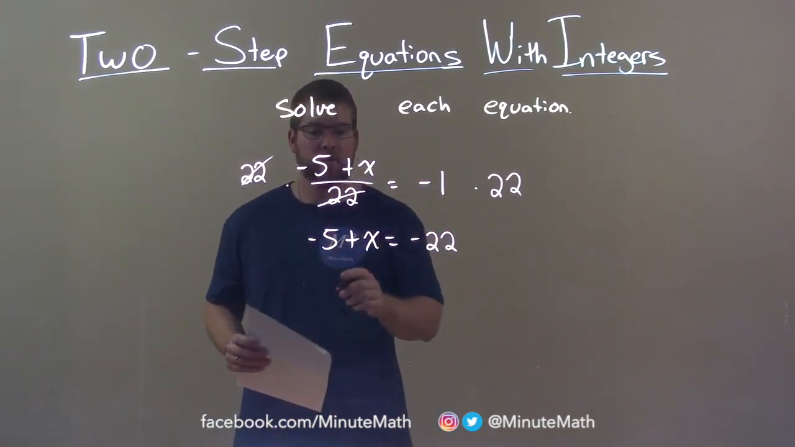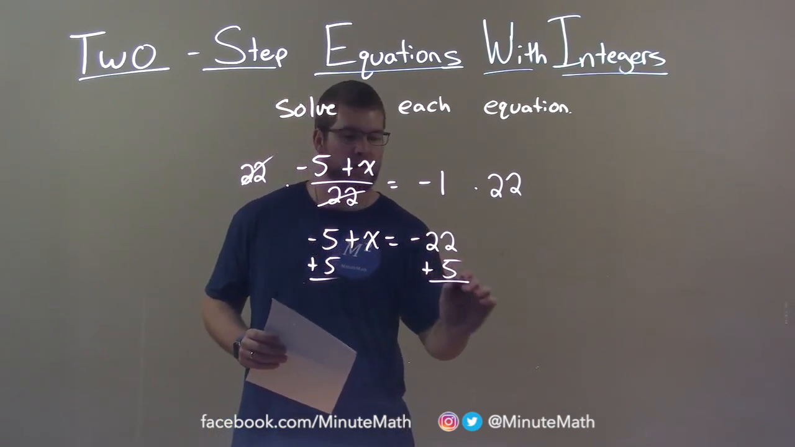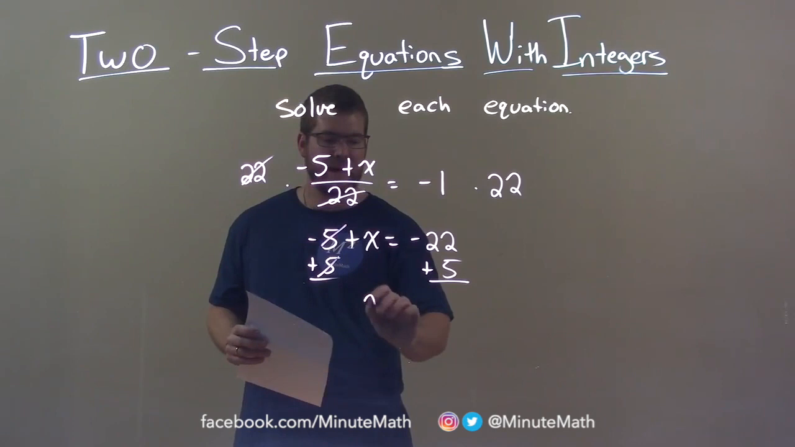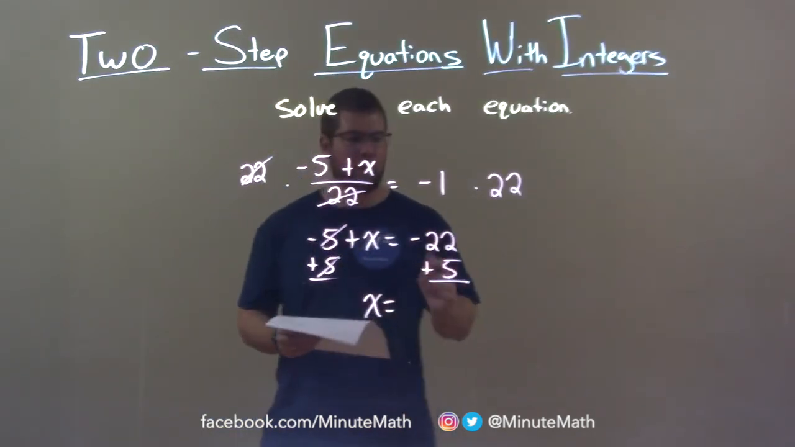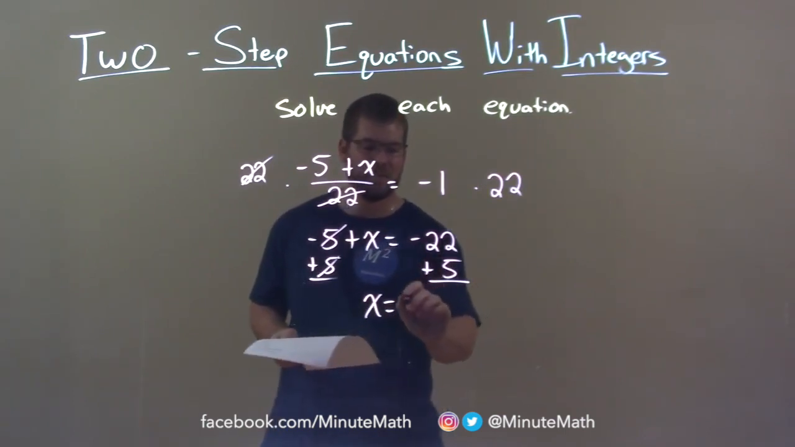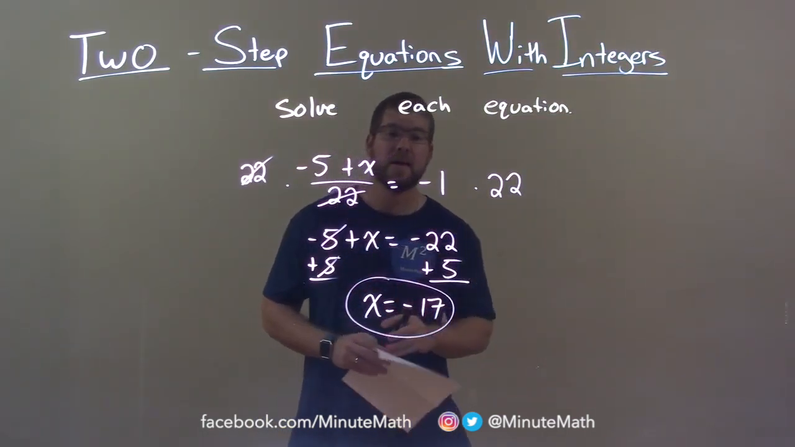To eliminate the negative 5, I'm going to add a 5 to both sides. This cancels out the 5, giving me x by itself, which is what we wanted there. And on the right here, we have our final answer. Well, negative 22 plus 5 is a negative 17. And so our final answer is x equals a negative 17.